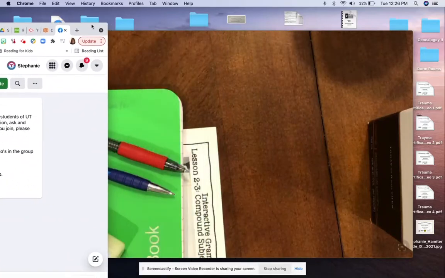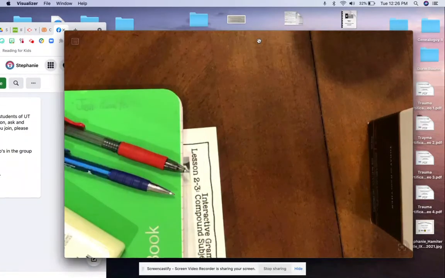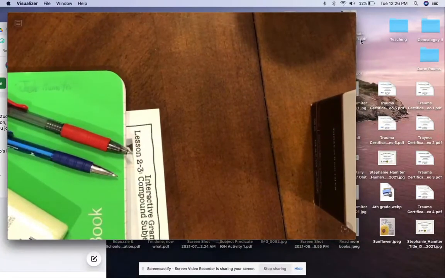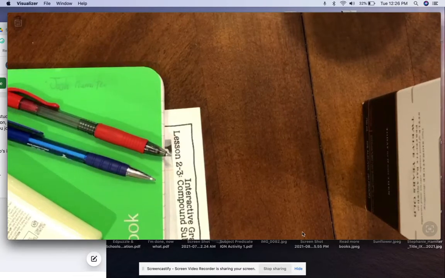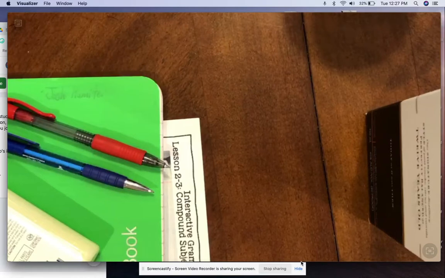Good morning, guys. Today we're going to work in our composition books, and I'm going to walk you through compound subjects and predicates over the next couple of days. Today we're going to start with compound subjects.